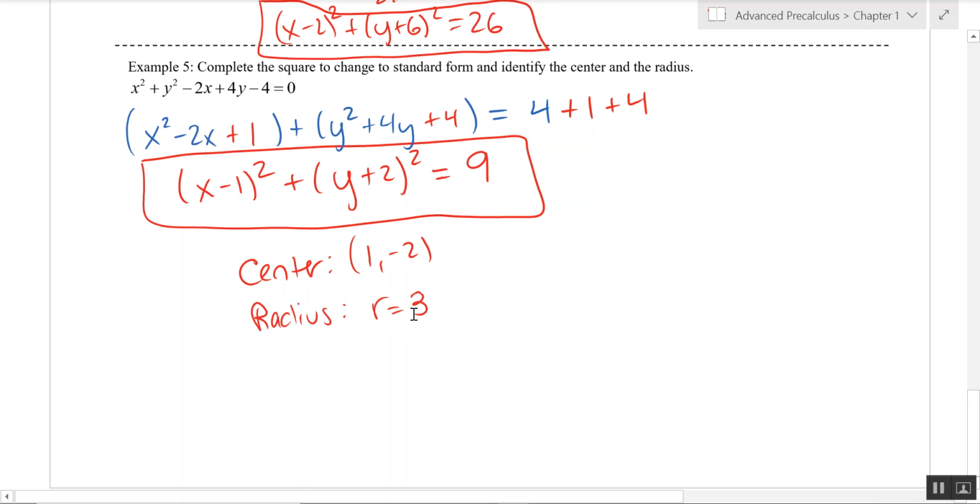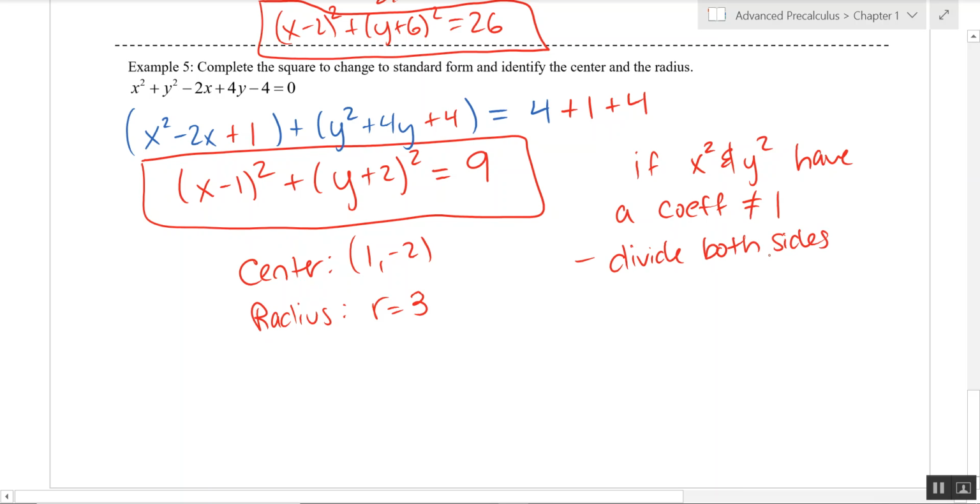Be careful if the x squared and y squared have a coefficient not equal to 1. You have to deal with that a little bit differently. You can either divide both sides by that coefficient, or you can factor it out. But if you factor it out, make sure you factor it out of every single term with the x variable or every single term with the y variable.